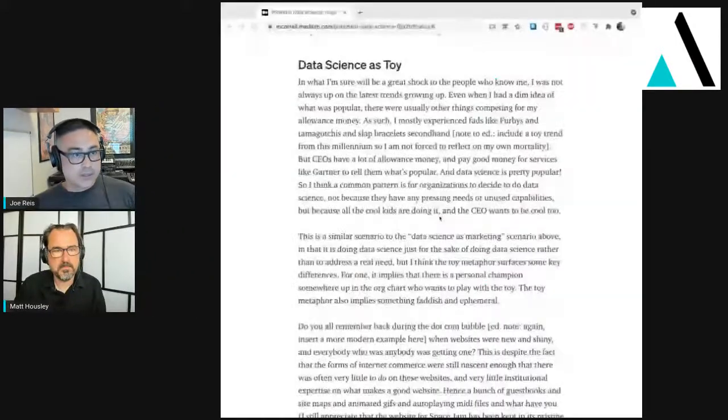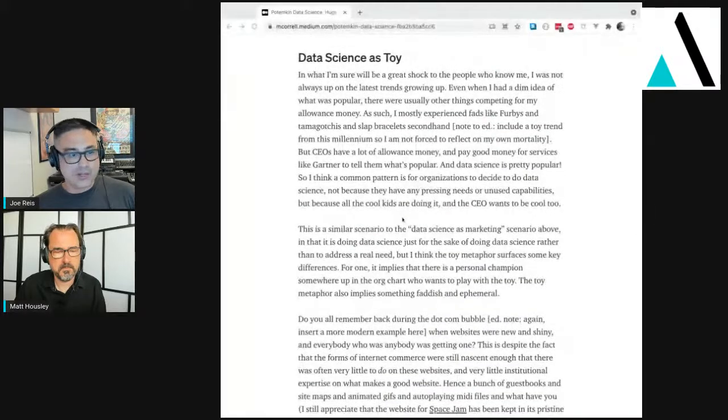Cool. So there's another point here in the article. I think they talk about, let me just share that part real quick. So, data science as toy. What does this mean?